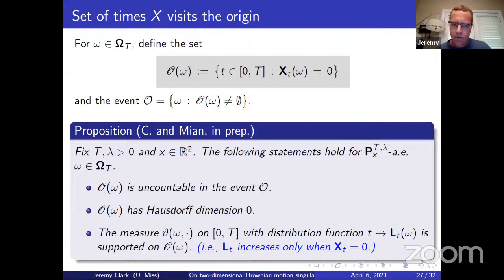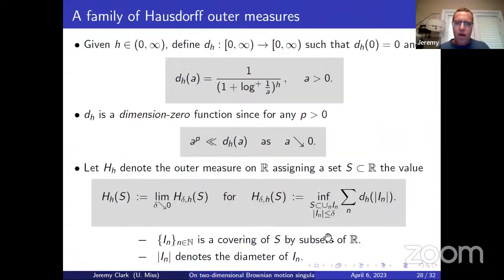It's too small. And then the third point is just what we said before, that the local time only increases when the process visits 0. All right, so how do we measure a set with Hausdorff dimension 0? We need a more refined formalism. Basically it's an analogous thing involving logarithms.